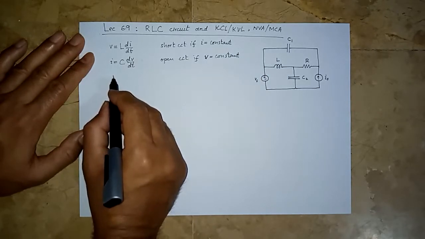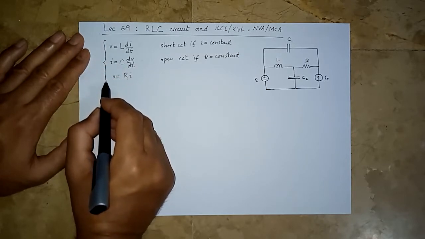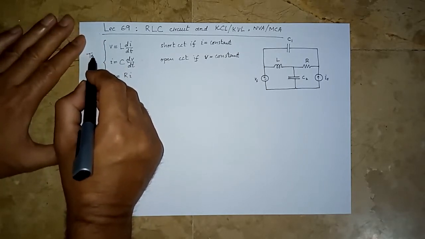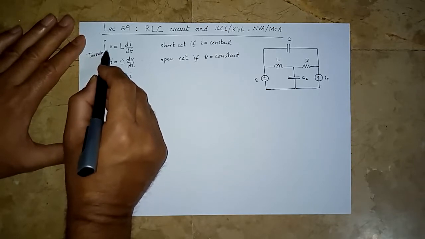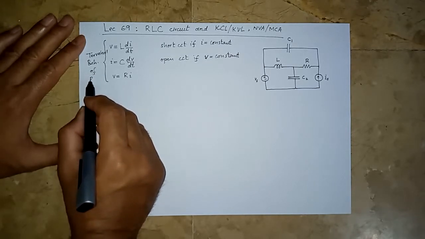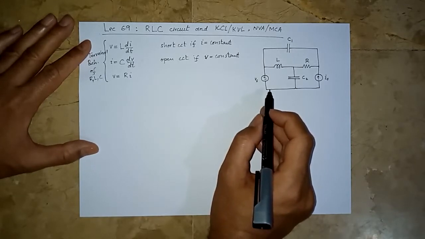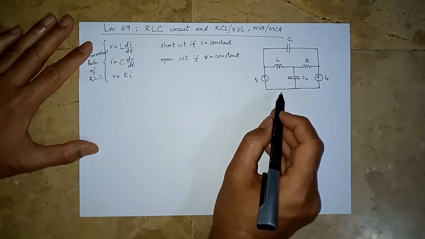And for an R, we know that V is equal to Ri. So these are the three equations that describe the terminal behavior of each element that we have in this circuit. So using this knowledge of terminal behavior, let us try to come up with as many equations for this circuit for analysis sake.